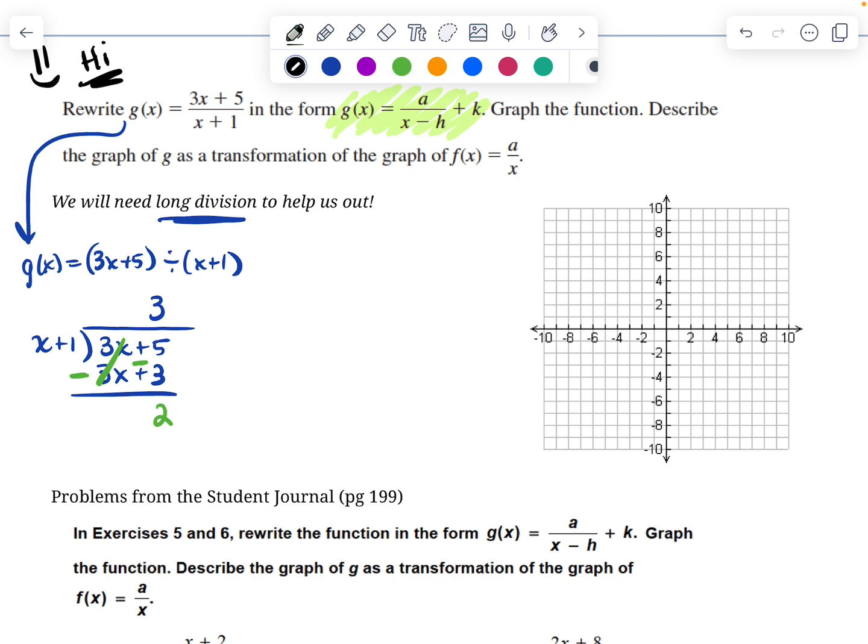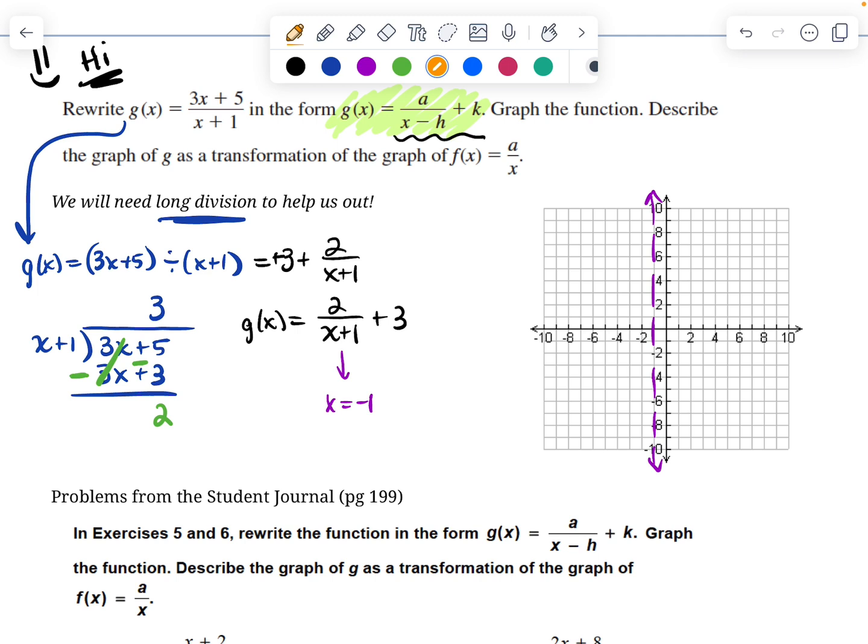Okay, so you might be wondering, what good is this? Well, what we just discovered is that 3x plus 5 divided by x plus 1 is equal to 3 plus 2 over x plus 1, right? Because we got 3, and then this is our remainder. That is dangerously close to this format. It's actually just backwards. G of x is 2 over x plus 1 plus 3, because that's a positive 3 out front. And now we know where our asymptotes are located. We know we have a vertical asymptote at x equals negative 1. And we know we have a horizontal asymptote at y equals 3.